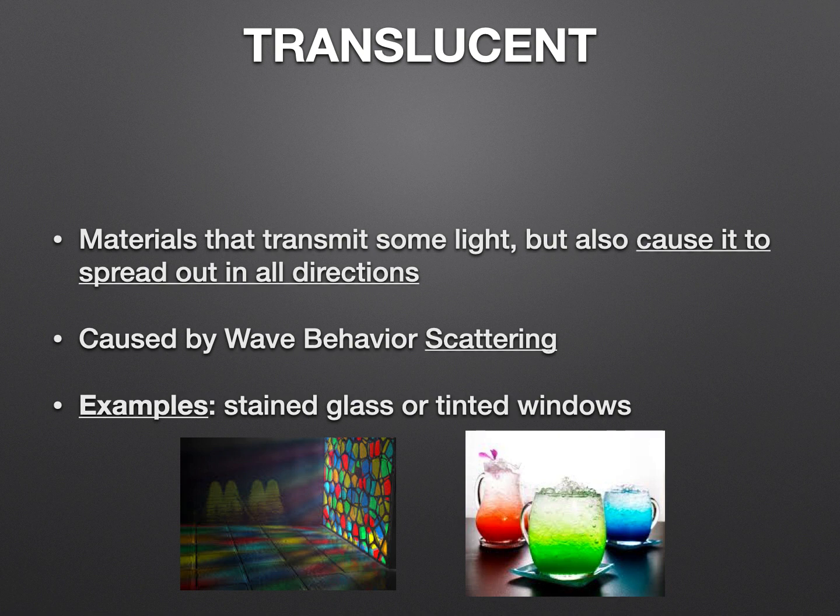If you look at tinted windows in a car, if you're outside of a car and someone's inside with tinted windows, you see their silhouette, but you don't see their features. If you look through stained glass, you don't clearly see through it, but you can kind of see through it. So it's one of those things where some light gets through, but not all.